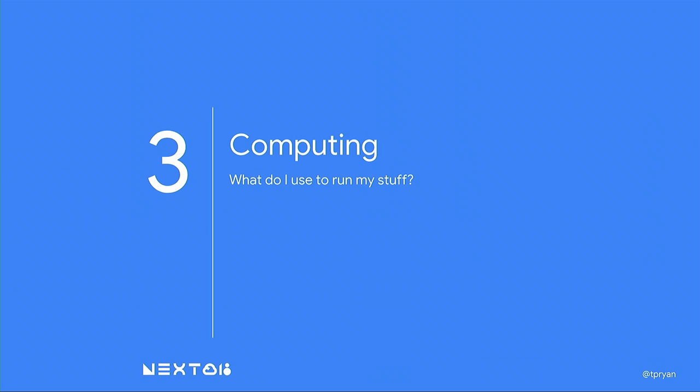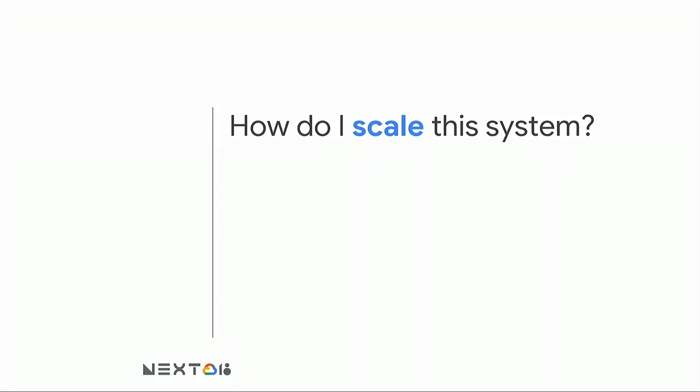So let's talk about some of our computing options. What do we use to build this stuff? So how do we scale this system? Now, there are a couple different ways of scaling this system. What happens if Tagger becomes a breakout success? It won't happen, I know. It's fine. It won't happen. But what if it does? Well, there are a couple ways of dealing with this.